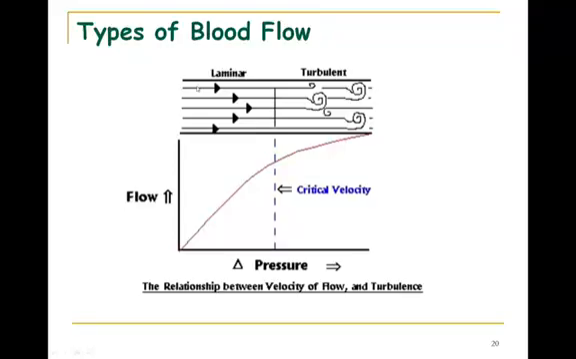Now, if the blood encounters something like some sort of obstruction on the wall, the flow may become turbulent, where the layers start to mix. If those layers start to mix, one of the things it does is dramatically increase resistance. And what will happen if you increase resistance? What's going to happen to flow rate? It's going to go down.